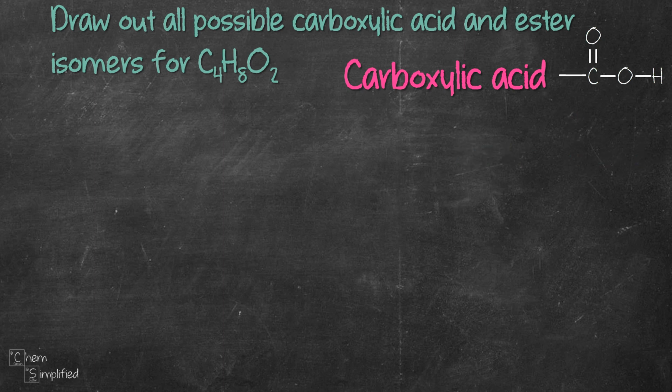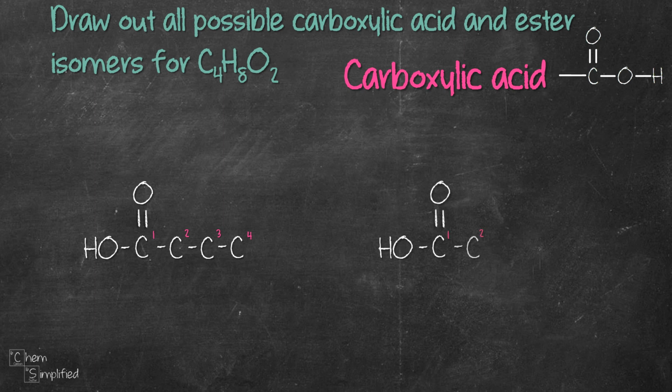Since we have 4 carbons, let's place the COOH group at the beginning, and then we'll add in the remaining carbons in a row like this. That's our first carboxylic acid isomer, having a 4 carbon chain, because we have 4 carbons straight in a row. Now, instead of placing all 4 carbons in a row, we can actually place 3 carbons in a row and then stick the 4th carbon like this on carbon 2. That will give us another isomer.